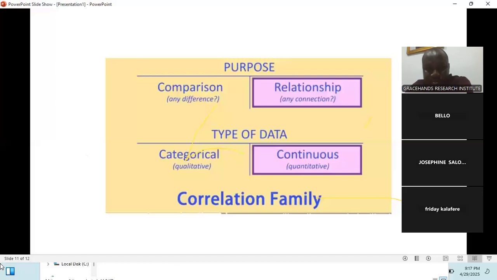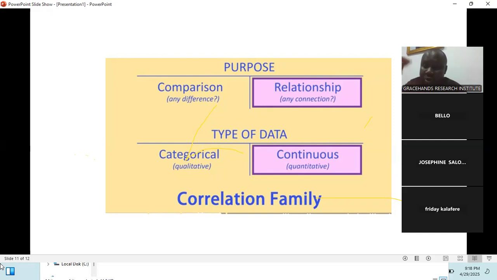Correlation family. Purpose is relationship. Type of data is continuous. The two variables must be continuous under correlation. I told us we have a minimum of two variables. So when you are doing a relationship for any objective or hypothesis, you are doing a correlation family or regression family. I'm not doing regression. Regression analysis is very broad. I'm not doing that here. At least I'm just telling us.